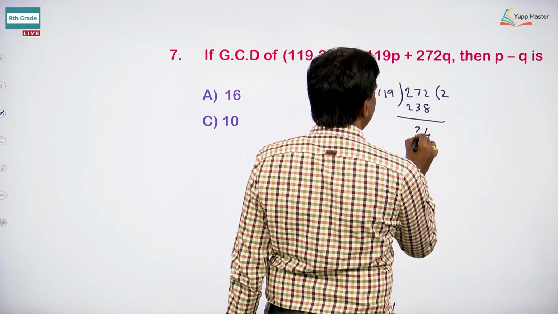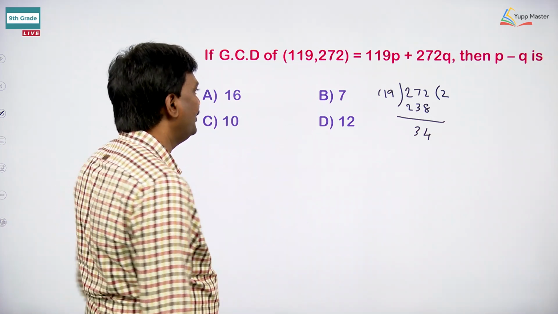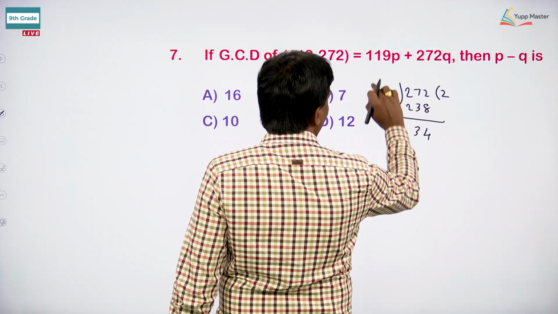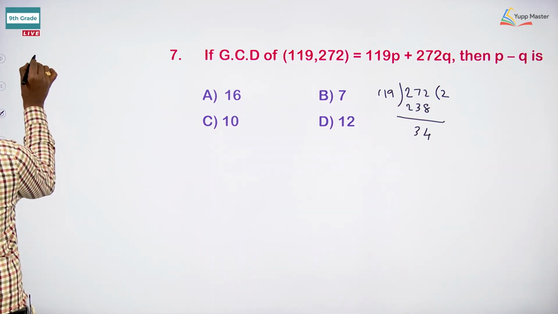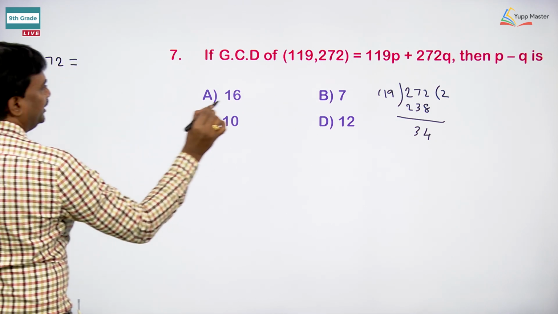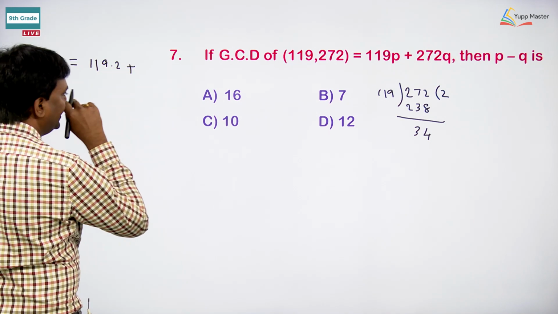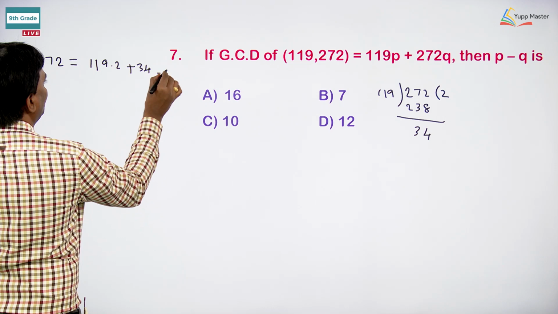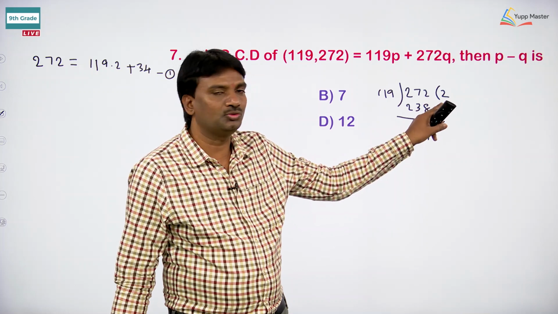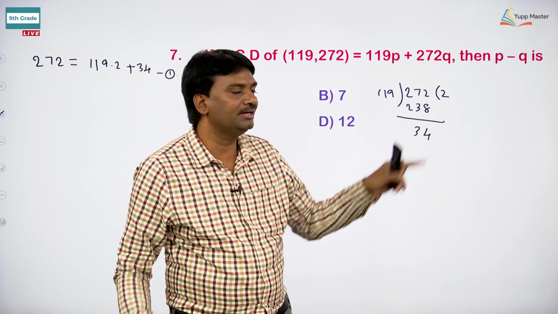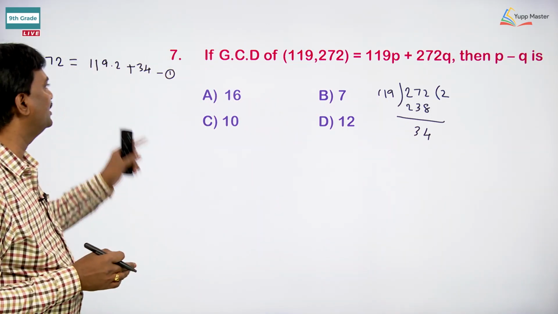We have not gotten the remainder as 0. So we can express 272 as 119 into 2 plus 34. Let us take this as equation 1: 272 equals 119 into 2 plus the remainder 34. Indeed, 119 into 2 is 238, plus 34 gives 272.